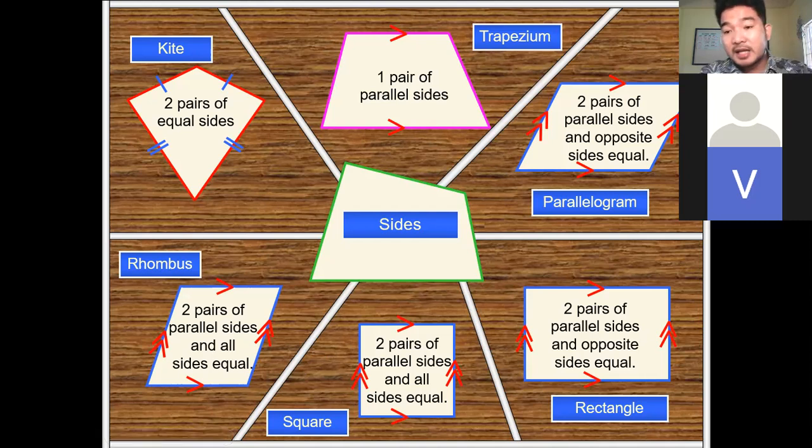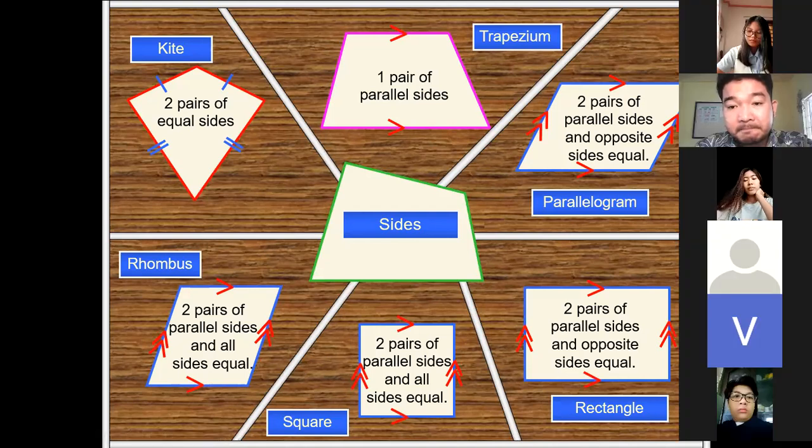Okay? So is that clear? Vanessa, is that clear? How about Glenn? Did you understand the properties of the quadrilaterals according to sides? Opo. Thank you, thank you. How about you, Mergy? Opo. Thank you, thank you. Okay, so let us now proceed to the next one.